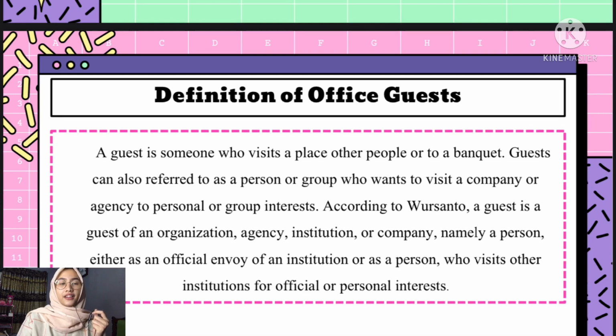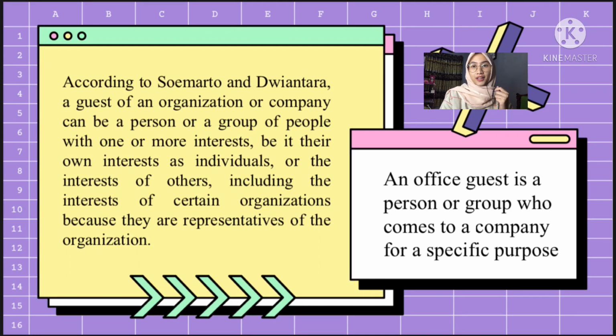person, either as an official envoy of an institution or as a person who visits another institution for official or personal interest. According to Sumarto and Dwiantara, a guest of an organization or company can be a person or a group of people with one or more interests, be it their own interests as individuals or the interests of others, including the interests of a certain organization because they are representatives of the organization.